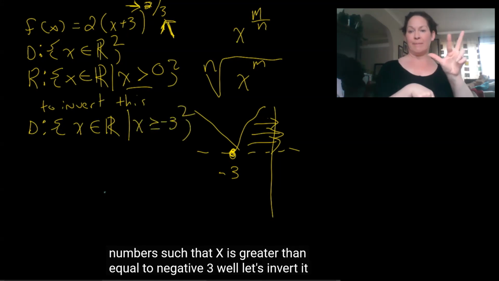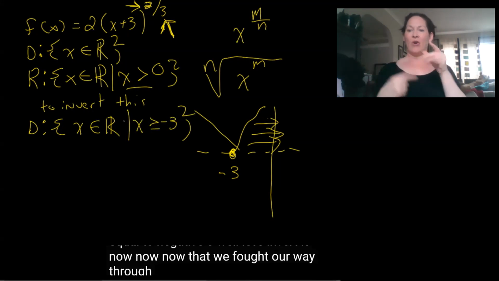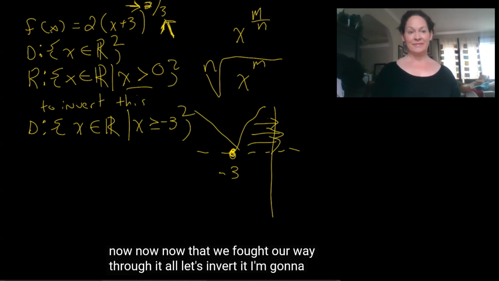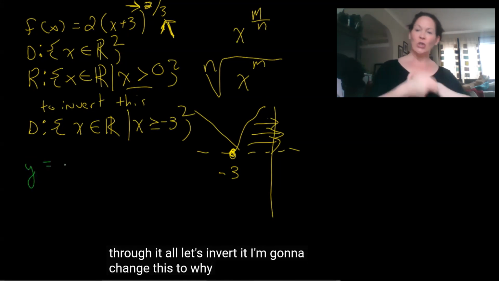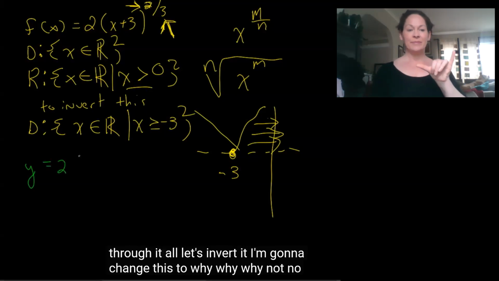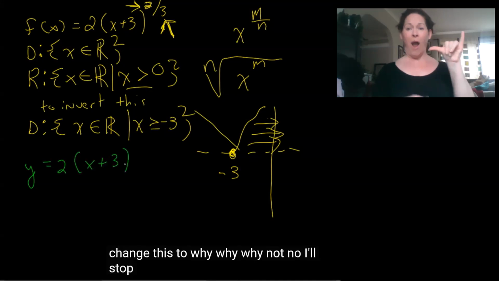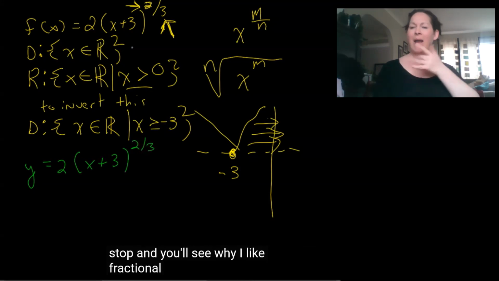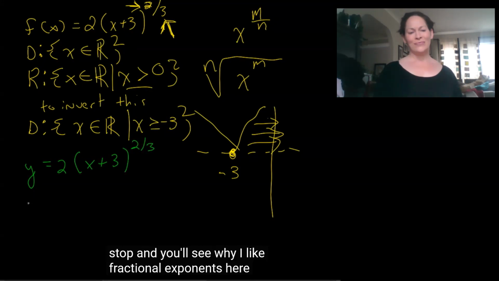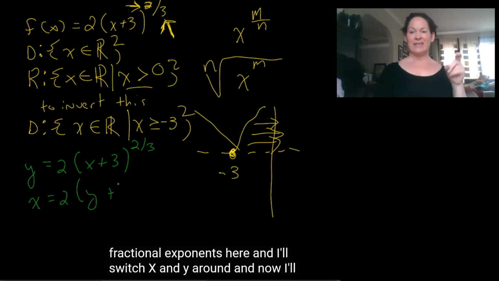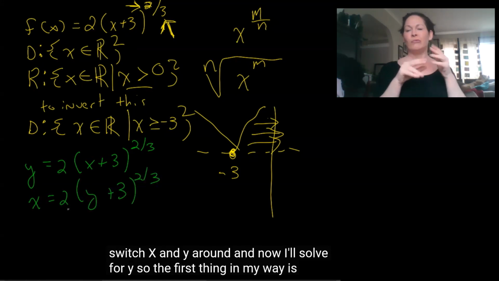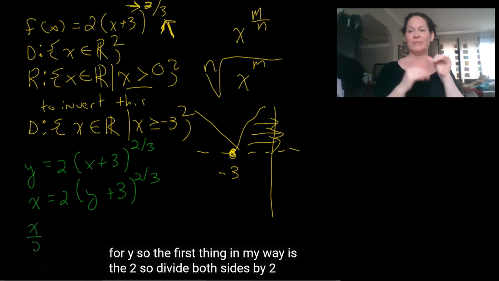All right, well, let's invert it now. Now that we fought our way through it all, let's invert it. So I'm going to change this to y. And you'll see why I like fractional exponents here. I'll switch x and y around, and now I'll solve for y. The first thing in my way is the 2, so I'll divide both sides by 2.